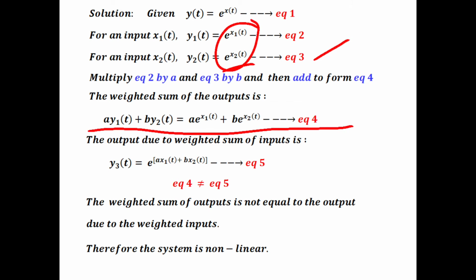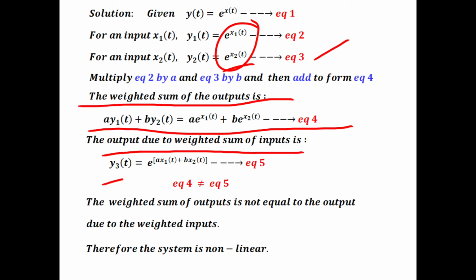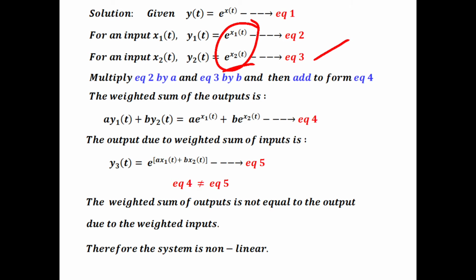This is the weighted sum of the outputs. We have written the weighted sum of the outputs. Then the output due to the weighted sum of inputs, that output is denoted as y3 of t. Y of t will become y3 of t.